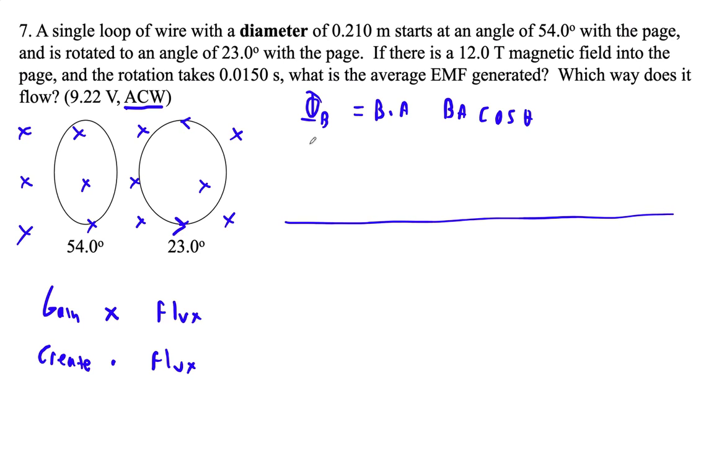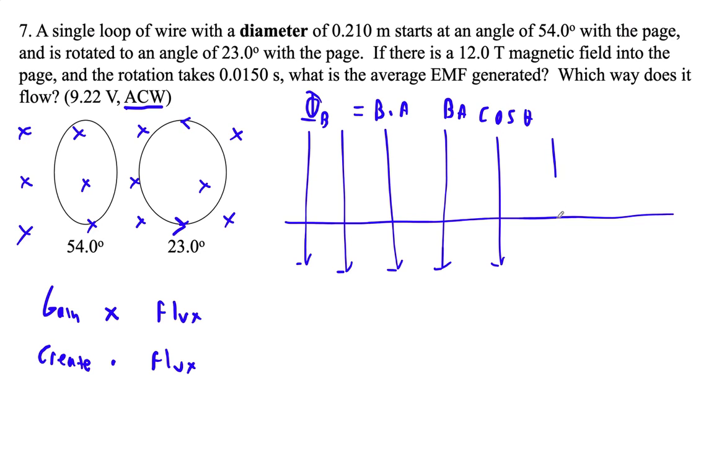And these magnetic field lines are like this, into this page, right? If I could draw a picture of this, okay? So the field lines are into this page, and we're going from 54 degrees, which is like this, to 23 degrees, which is like this. Kind of. That's more like 30 degrees, okay?